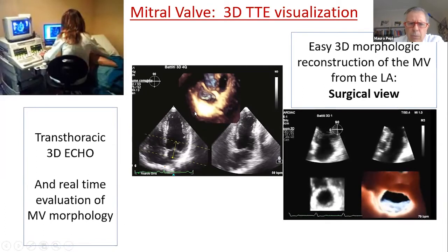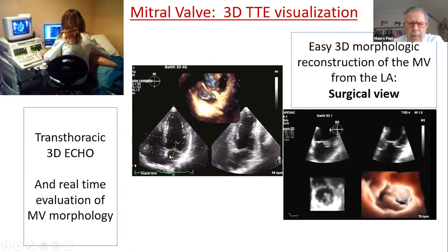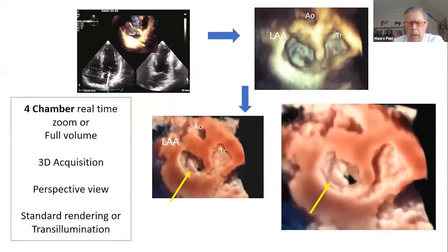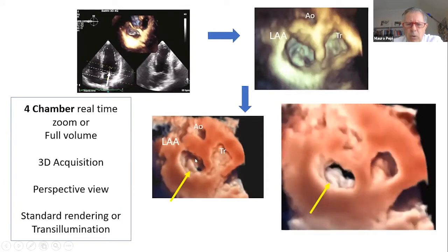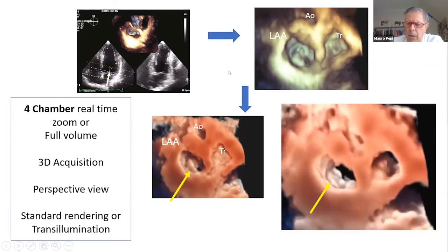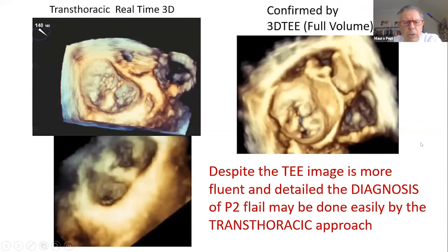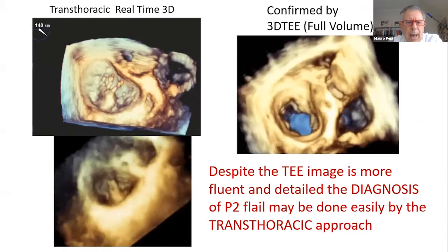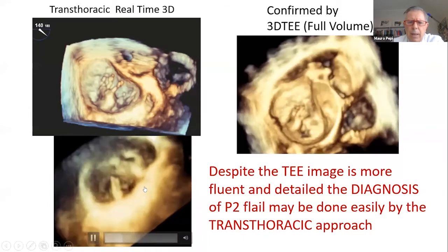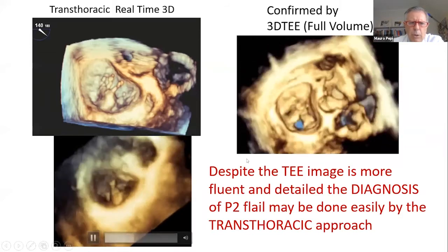Within a few seconds, we may have from the four-chamber view the image, and then we put an arrow and we can see the surgical view very, very easily. And nowadays, from the transthoracic approach, we have very nice images. This is clearly a P2 prolapse and flail in very few seconds. And despite the TE images being obviously more fluent and detailed, in this head-to-head comparison between transthoracic and TE, the diagnosis is easily done also with the transthoracic approach.